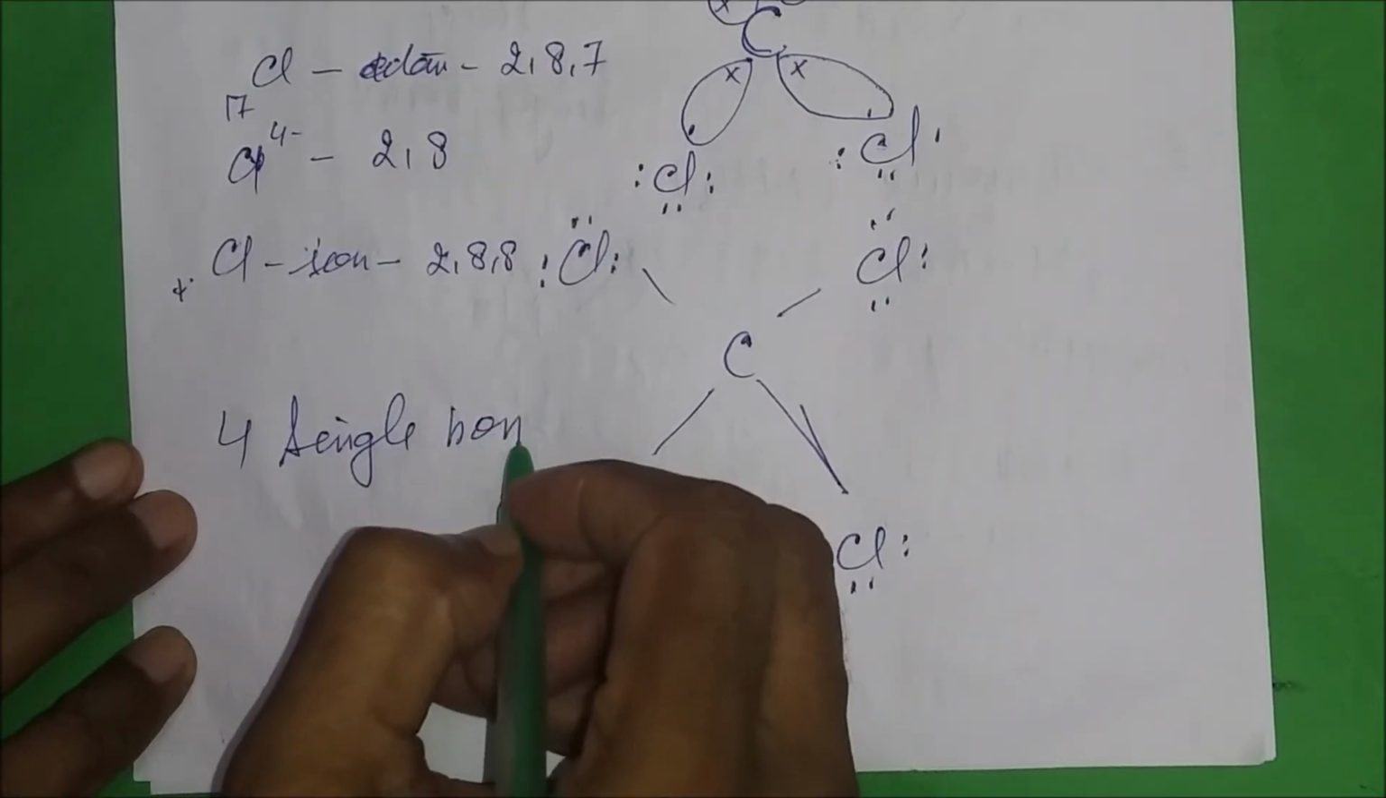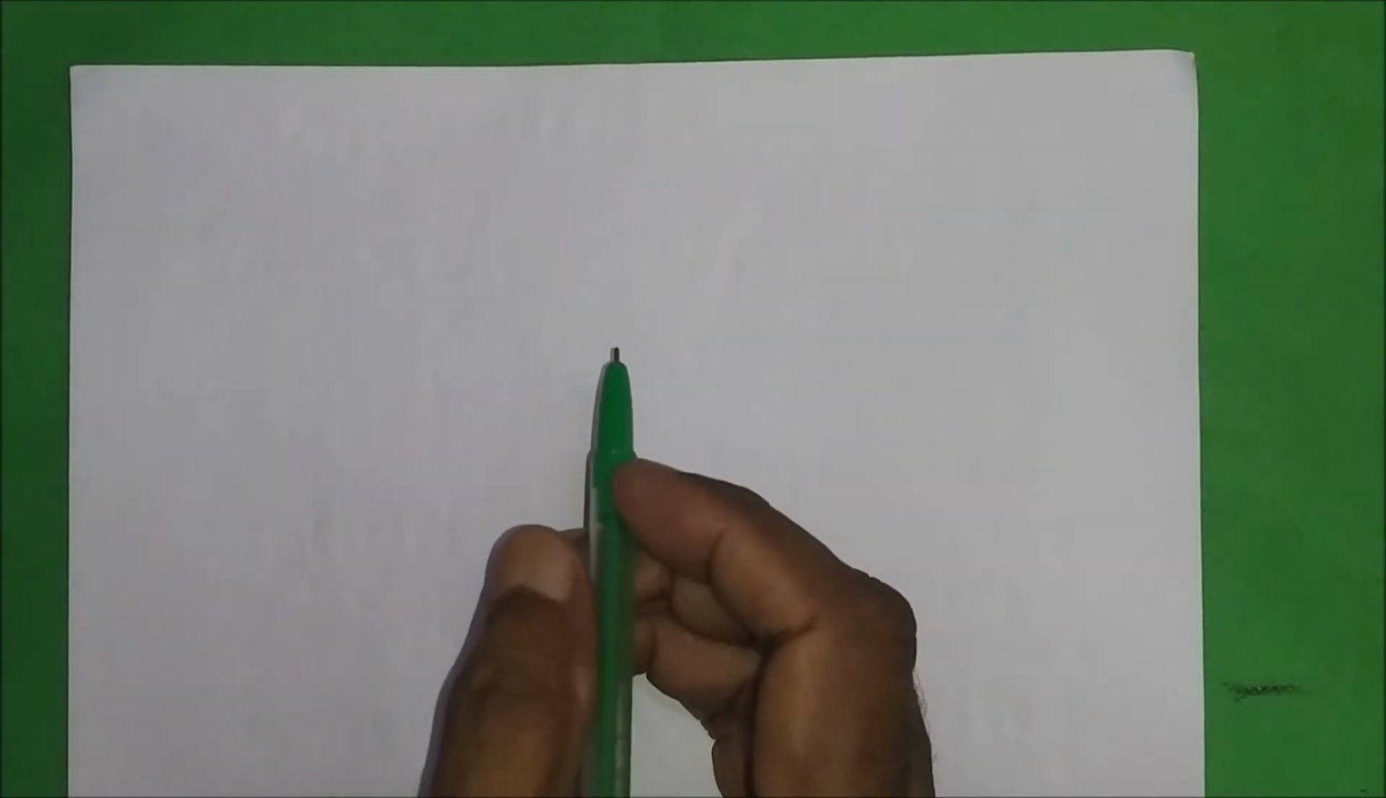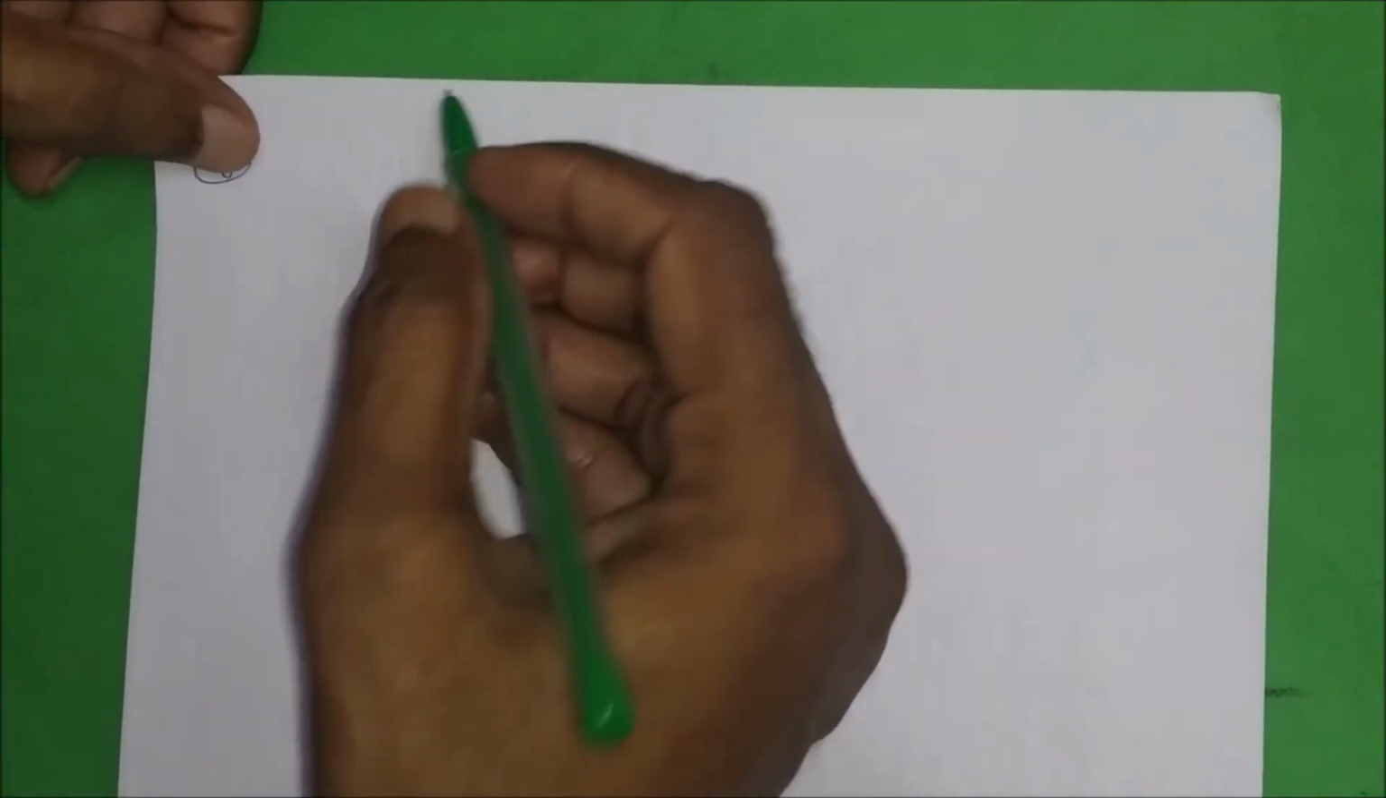4 single bonds, right? This one. Now, these are the combinations, how they are combining and forming. Next one you see, another example of that. All these examples will help you to see how atoms are combined in the covalent bond, right?